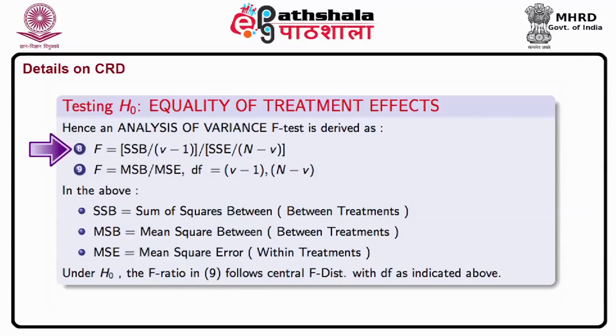Next, to test for the equality of the treatment effect, hence the analysis of variance F test is derived as F equal to SSB by v minus 1 divided by SSE by N minus v, and F is equal to MSB by MSE with degrees of freedom v minus 1 and N minus v. So in the above, SSB is the sum of squares between treatments. MSB is the mean square between treatments. MSE is the mean square error within treatment, and under H naught the F ratio follows central F distribution with degrees of freedom as indicated above.